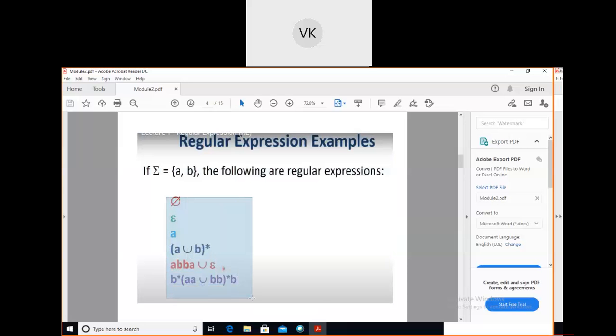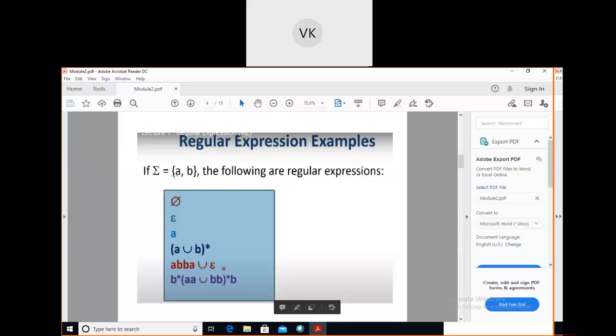All these are some of the possible regular expressions. It may be null, it may be epsilon, it may be a, it may be b, it may be (a union b) star, or anything from the alphabet set combined with special symbols. That is going to be called a regular expression. All these are possible regular expressions from a and b. Still many more are there. I have written some of them here.